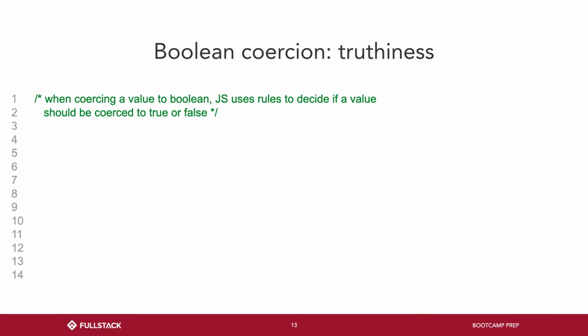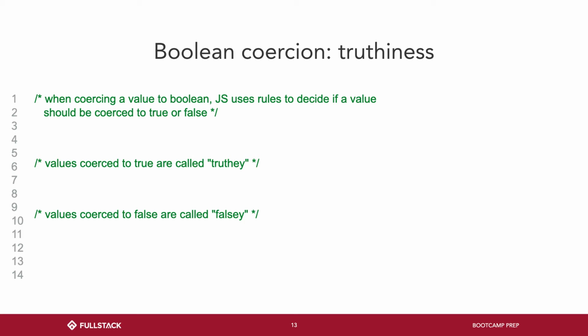When coercing a value to Boolean, JavaScript uses rules to decide if a value should be coerced to true or false. Values coerced to true are called truthy, values coerced to false are called falsy. That makes sense, right? But you understand how truthy does not mean true. Truthy is: this thing will be coerced, then it will be true, okay? That's what truthy is. Same thing with falsy, except with the Boolean false.